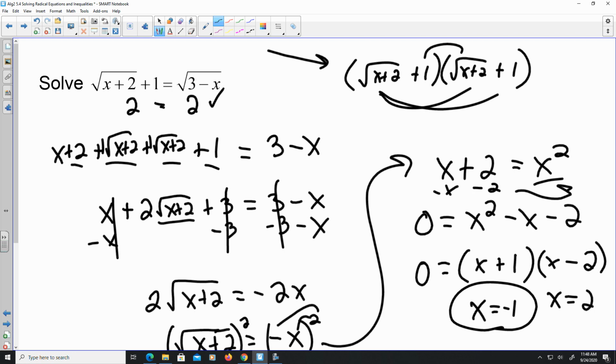So let's see if 2 is going to work. So 2 plus 2 is 4. Square root of 4 is 2. 2 plus 1 is 3. On the right-hand side, I get 3 minus 2 is 1. Square root of 1 is 1. So 3 does not equal 1. So this is a scenario where the positive value is actually my extraneous solution.